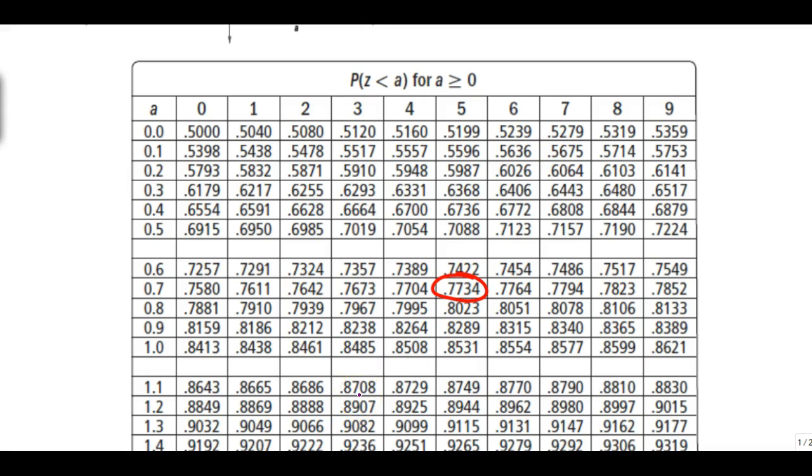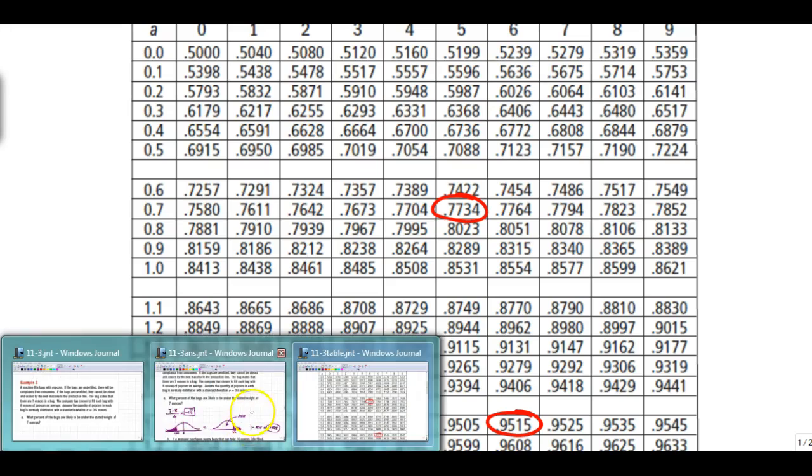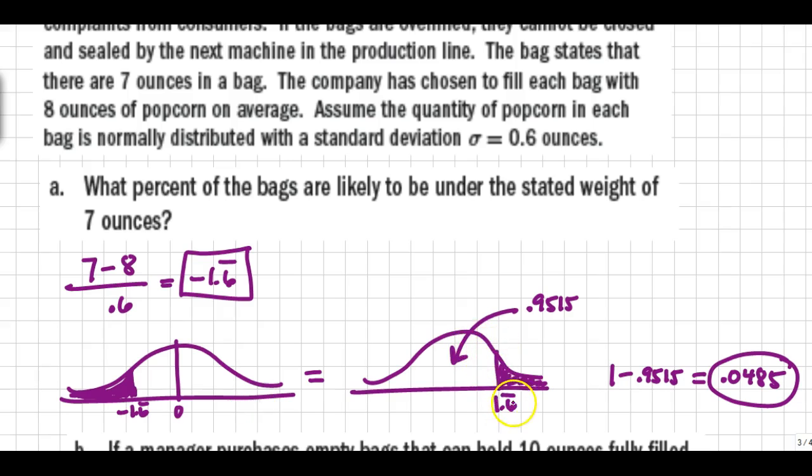If I go to 1.66, because that's 1.6 repeating, we're not rounding here, we're just cutting off the number. So 1.66 is going to be right here at 0.9515. So the area from 1.6 repeating and lower is 0.9515. I'm going to find the complement of that because the complement of that is the same size as the tail that I'm really looking for. So I do 1 minus that number and I get the answer for less than negative 1.6 repeating. So I'd say about 4% or about 5% depending upon how you round.